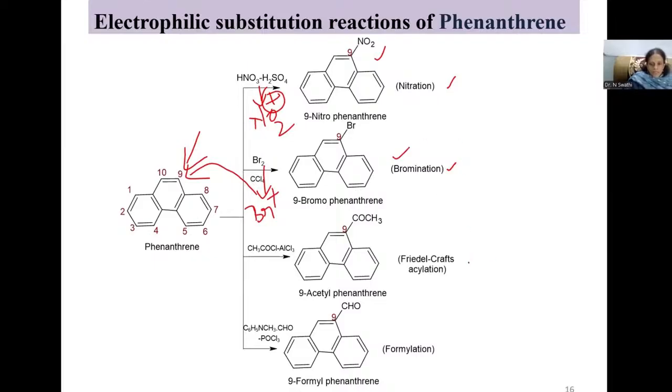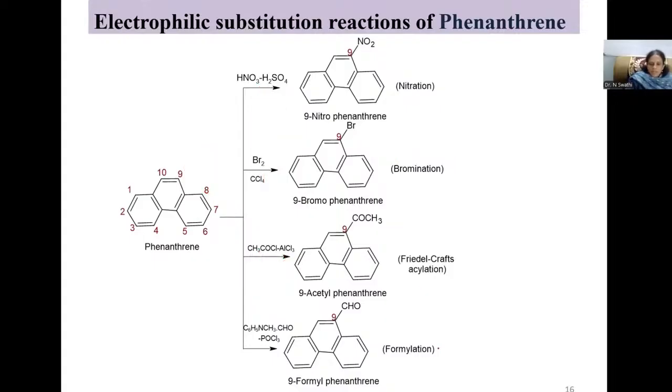Now the third reaction is the Friedel-Crafts acylation reaction, which occurs in the presence of acetyl chloride and aluminum trichloride. From this reagent, the acetyl cation will be formed as the electrophile and it attacks at the 9th position. So attach COCH3, that is the acetyl group, to the 9th position. That is how it results in the formation of 9-acetylphenanthrene.